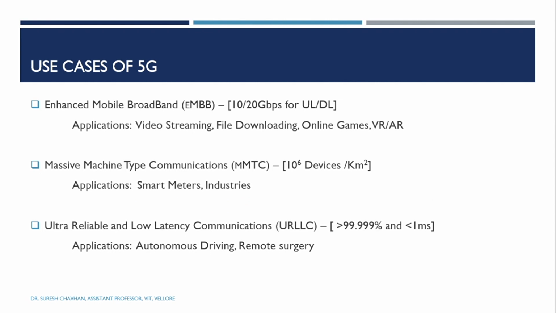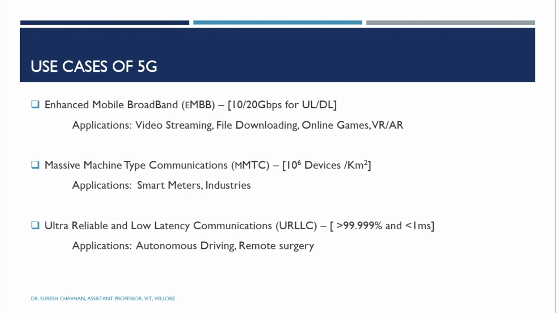Moving on to the next slide, the use cases of 5G. Actually 5G communication provides three main services. The very first one is enhanced mobile broadband, in short EMBB. The second one is massive machine type communications, which we call MMTC. And the third service provided by 5G is ultra reliable and low latency communications, in short URLLC.